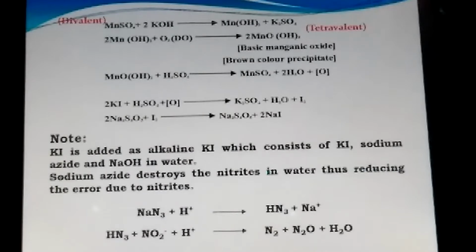In Winkler's modified method, azide solution is added here. What is the need of this azide solution? Because in some water samples consisting of nitrites, these nitrites may oxidize potassium iodide to iodine, and excess iodine can be liberated here, affecting the dissolved oxygen content present in the water sample. And therefore, to avoid these erratic results, sodium azide is added here so that this sodium azide destroys the nitrites in the water sample, thereby reducing the error. And these are the possible reactions with the addition of sodium azide here.